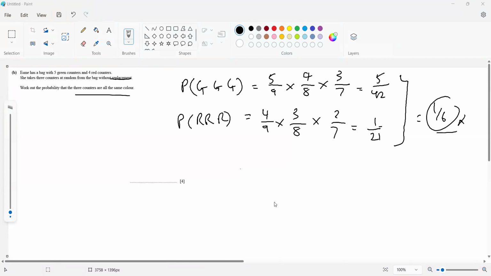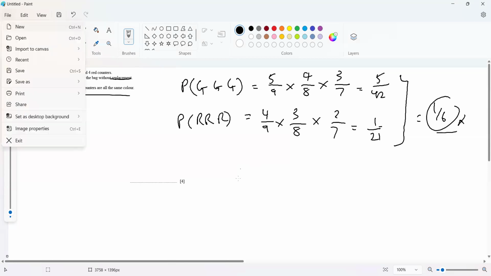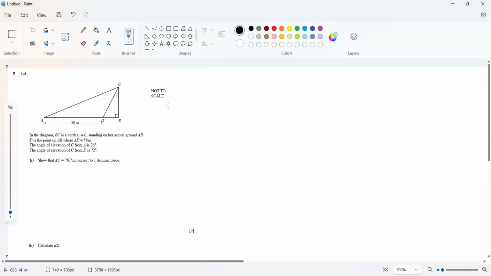So for question number 9, we have another triangle to work with. BC is a vertical wall standing on the ground. The angle of elevation of C from A, so C from A means starting from A here, looking upwards towards C, is 26 degrees, whereas the angle of elevation of C from B is 72. So I can label this as 72 degrees. Show that AC is 76.7, correct to 1 decimal place.